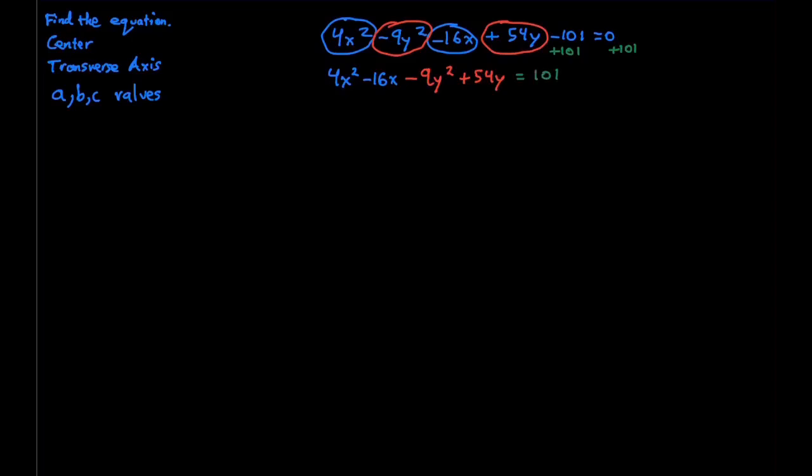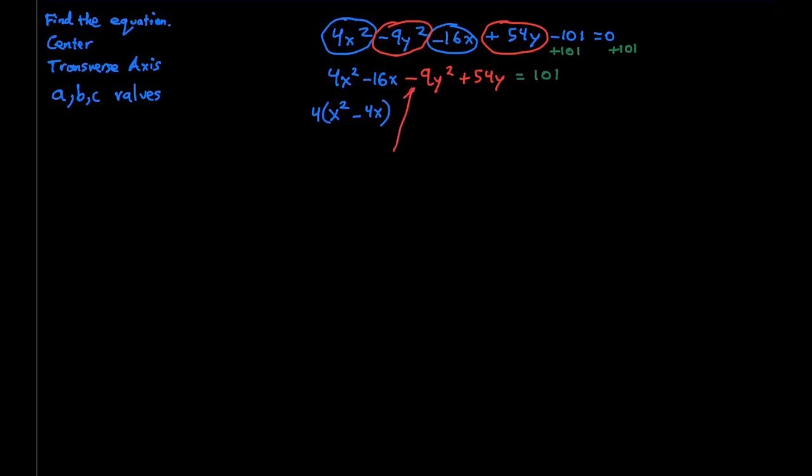Now this is a case where we have to go ahead and factor out GCFs from both the x terms and the y terms. So here there's a GCF. You basically look at what's the coefficient of the squared term. If this is 4x squared, you take out the 4. And when you factor out a 4 from 4x squared, all that's left is x squared. When you take it out of the 16, all that's left is minus 4x.